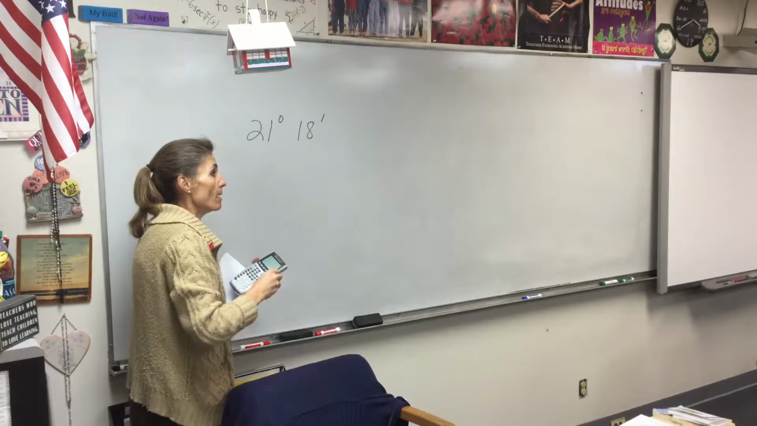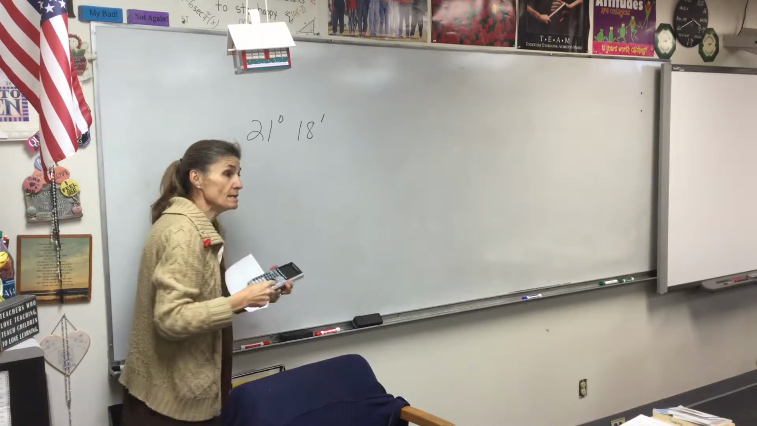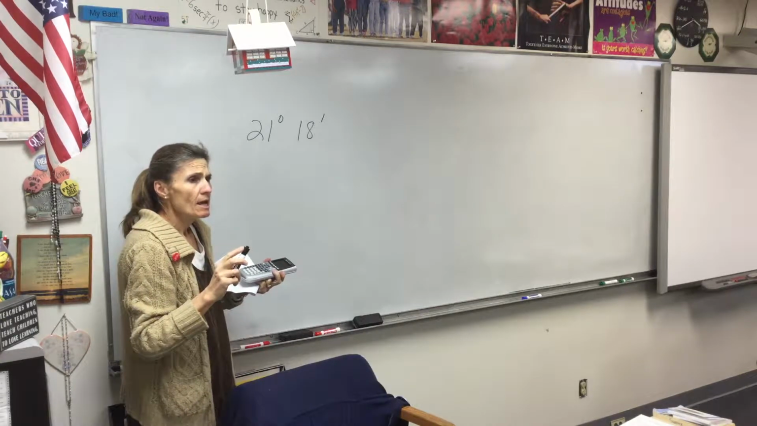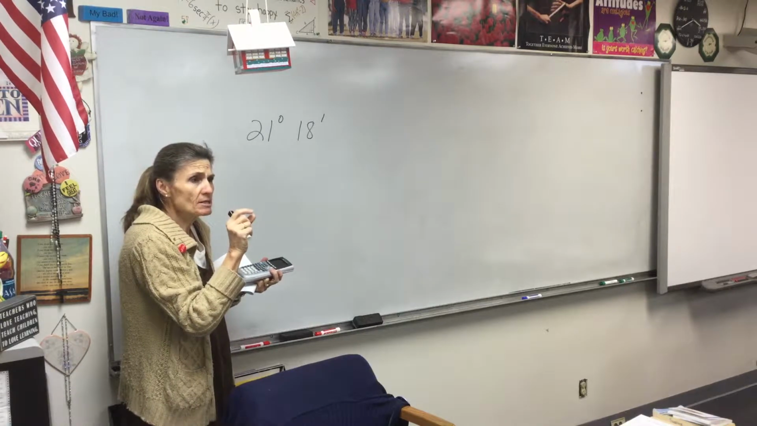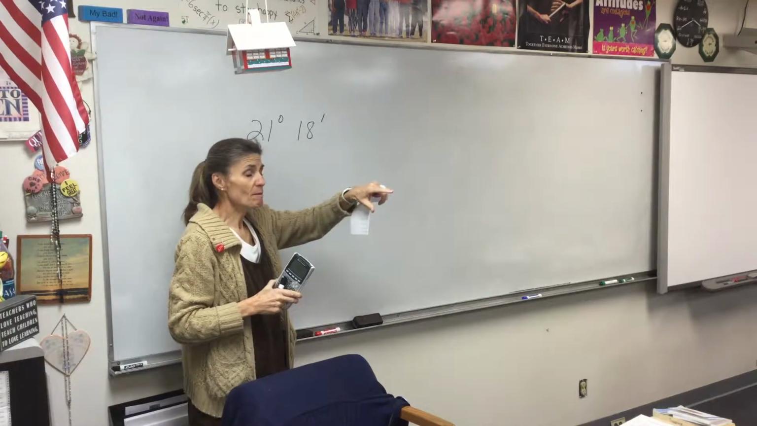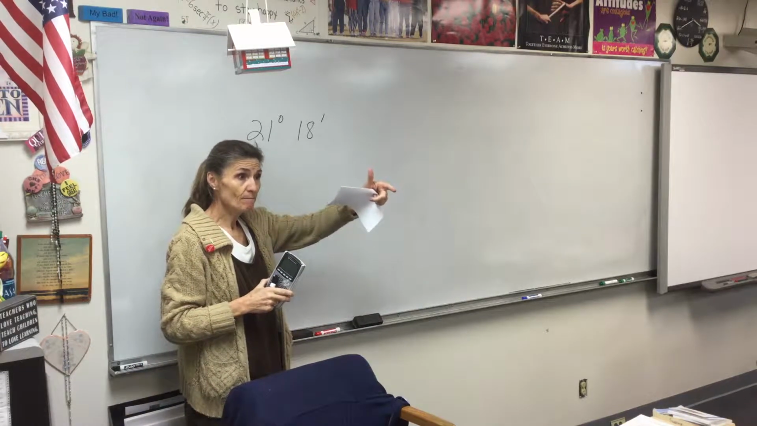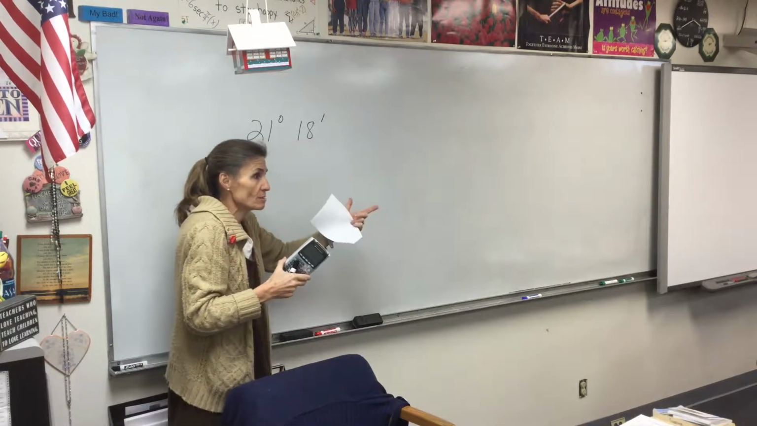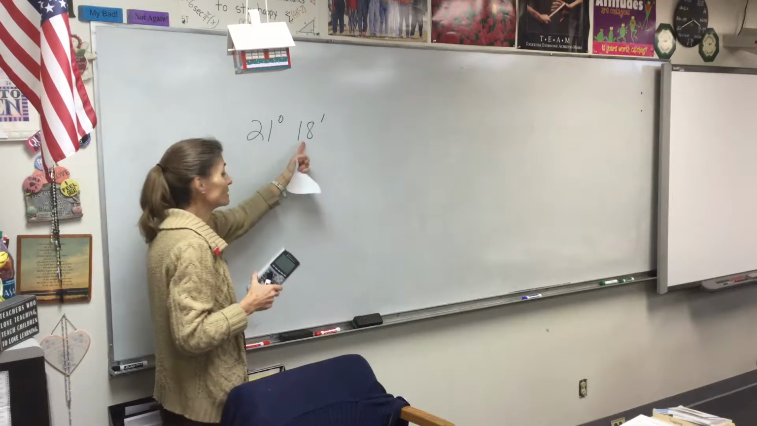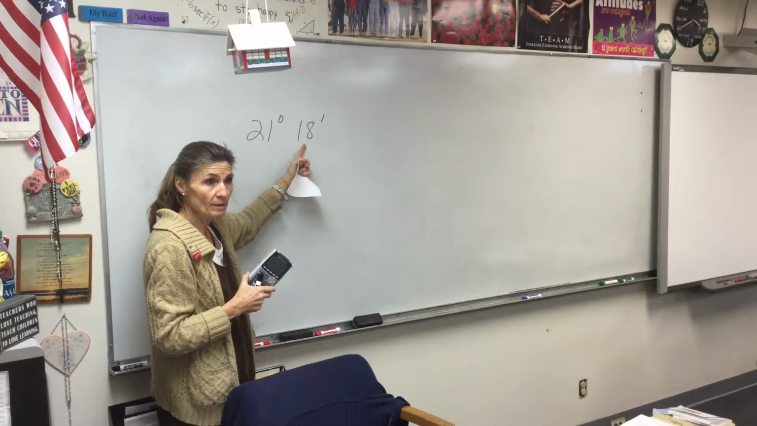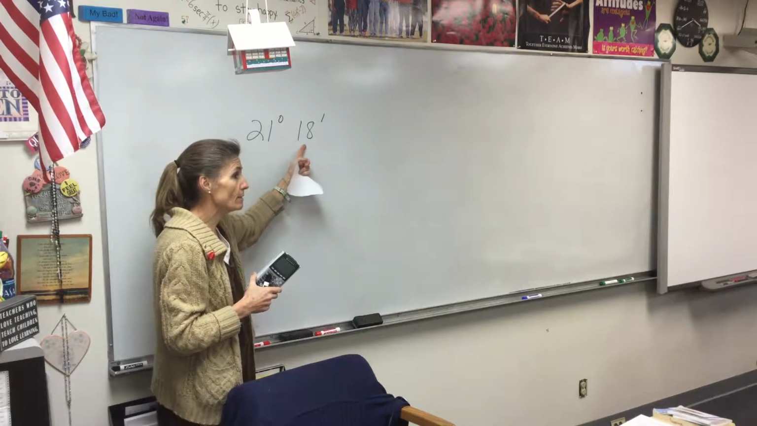Now, degrees, you know what a degree is, there's 360 of them in a revolution. They can be broken down into smaller pieces. Just like the hours on a clock can be broken into 60 minutes, the degree can be broken into 60 smaller pieces called minutes. So this is like 18/60ths of a degree. It's a fraction of a degree.